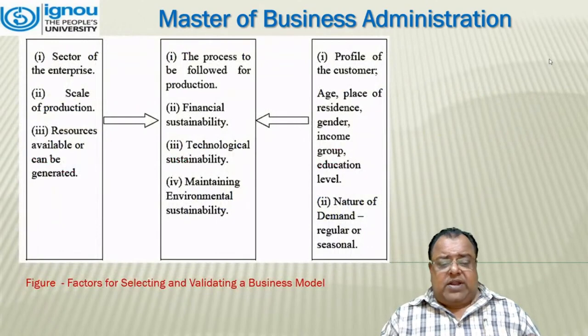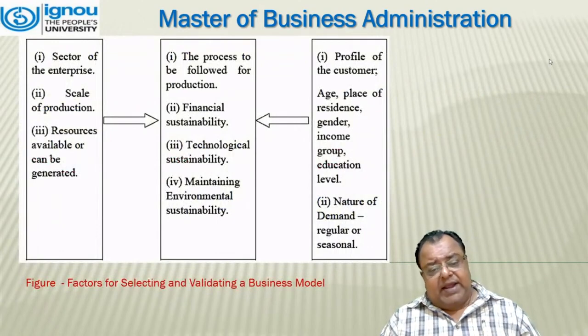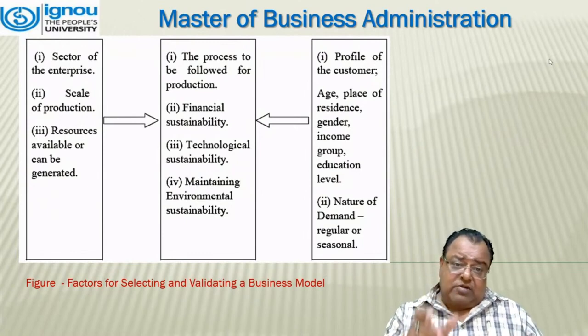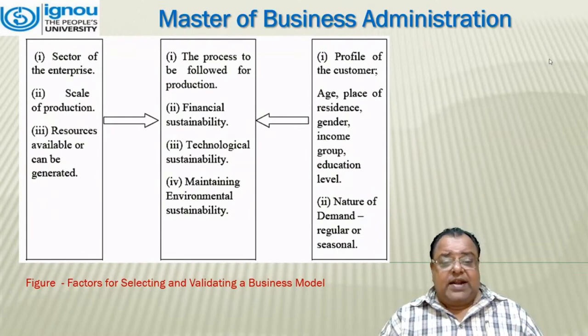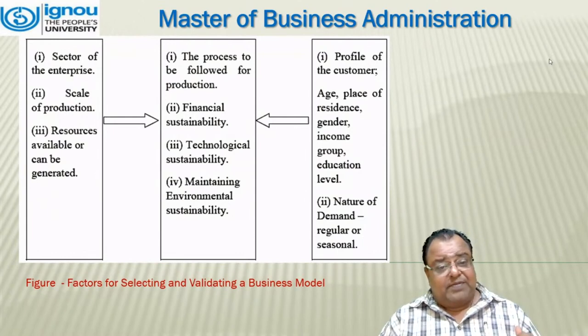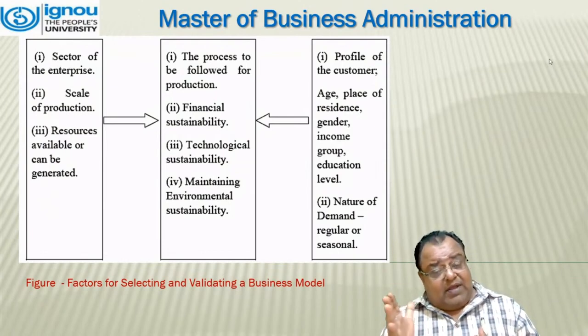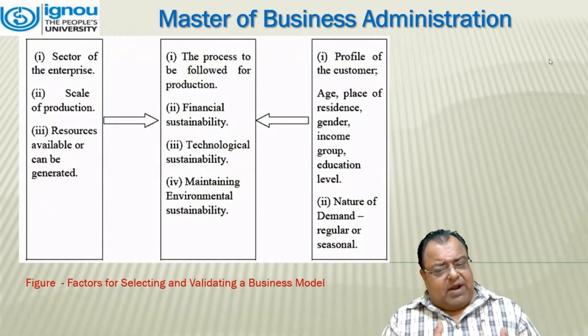Here we can see what the factors are for selecting and validating a business model. What is the sector of the enterprise? Scale of the production, resources available or have to be generated. Then the process to be followed for production, financial sustainability, technological sustainability, maintaining environmental sustainability. And for whom you are working, that is the profile of the customer: age, place, education, and nature of the demand, whether it is regular or seasonal.